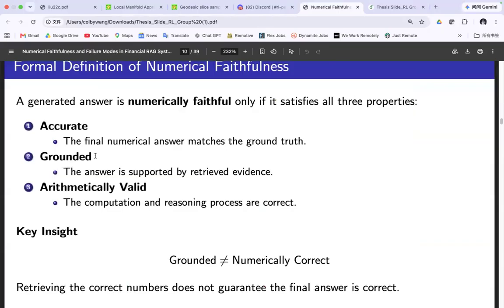And so that's the textual explanation of the previous diagram. Accurate means the answer matches the ground truth. Grounded means the answer is supported by the retrieved evidence. Arithmetically valid means the computation and reasoning process are correct. And in general, grounded doesn't mean the final answer is going to be correct.